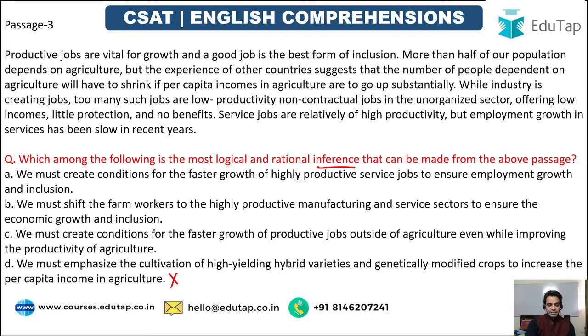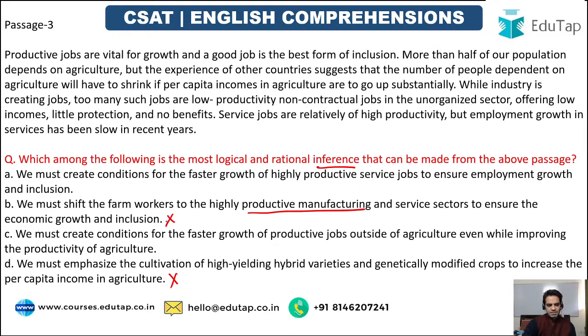So after reading all the options, you must be able to eliminate some options and you are able to find the right answer. Now, we must create conditions for faster growth of highly productive service jobs for employment growth. Is that the right inference? Must shift the farm workers to highly productive manufacturing and service sector. Okay, this is wrong because manufacturing sector jobs are not highly productive. That has been mentioned. So we can eliminate this.